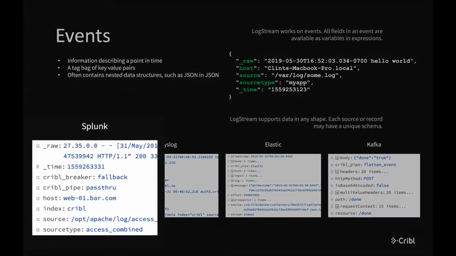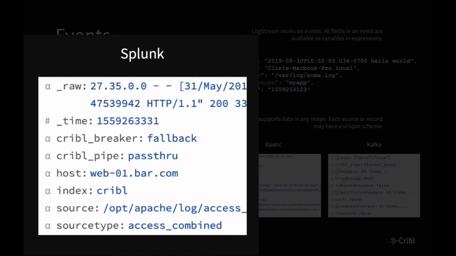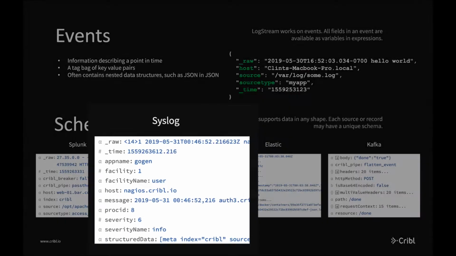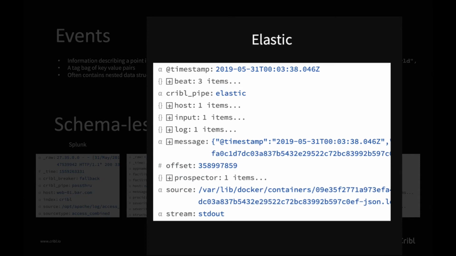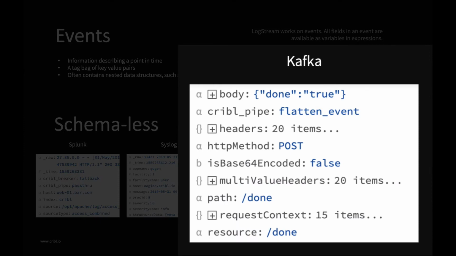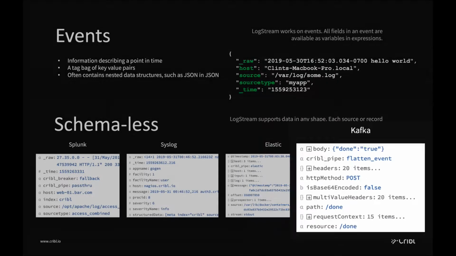For example, Splunk has underscore raw, host, source, and source type. Syslog has facility and priority fields. Elastic Beats adhere to the Elastic Common Schema, using message and host.name, while Kafka has an arbitrary set of key value pairs that come off the topic.